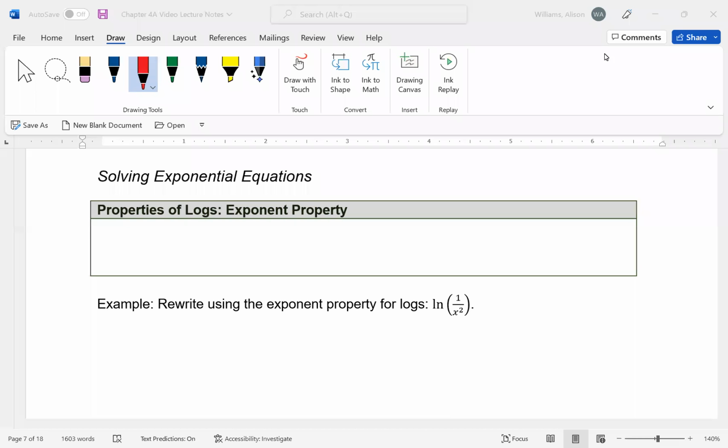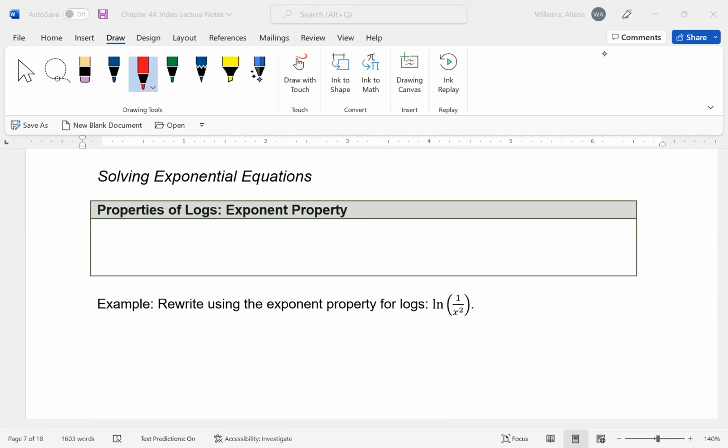Now, logarithms have several applications. And one application we're going to look at right away is how to use them to solve exponential equations. So before we do that, we have to introduce another property of logarithms. Now, there are more properties coming in the next section, okay? But this is another really important property that we want to remember for logarithms.